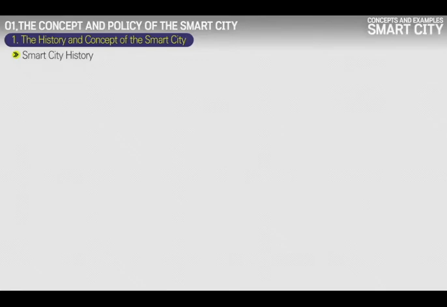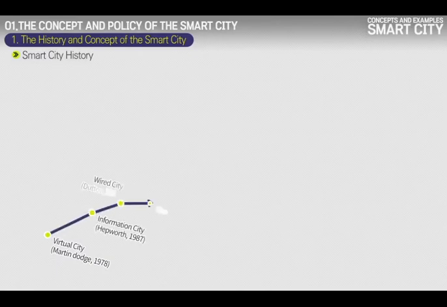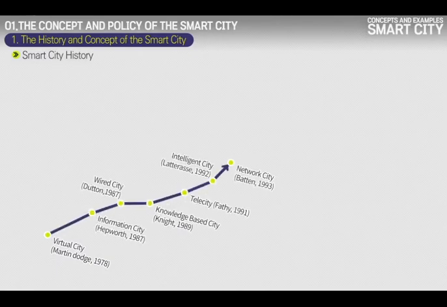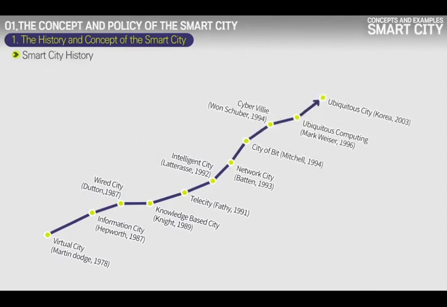The concept of a future city started with Martin Dodge's virtual city in 1978, followed by information city in the 1980s, network city in the 1990s, ubiquitous city in Korea in the 2000s, and currently, smart city.